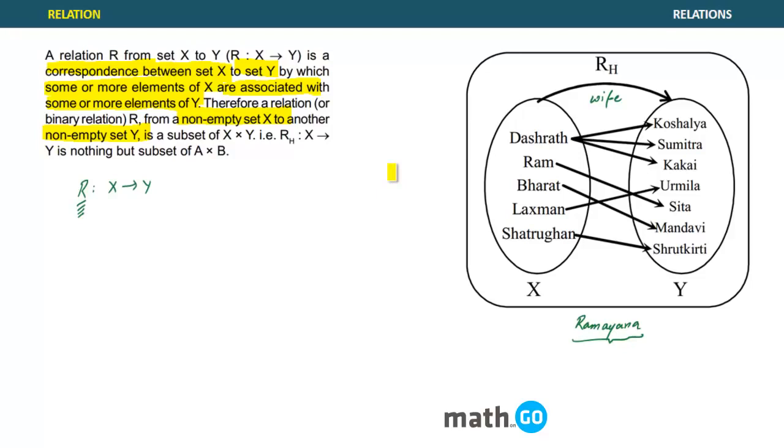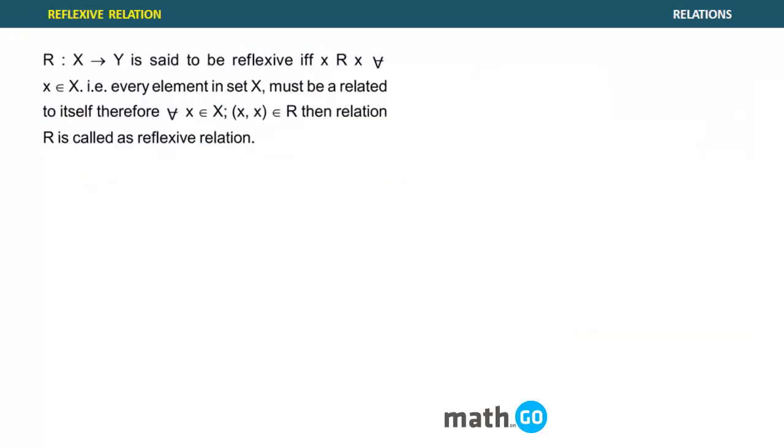Let's see what different kinds of relations we have. The first type of relation that we have to study is the reflexive relation. So for the reflexive relation, let's first understand what we mean. If there is a relation from A to A, it is said to be reflexive if x belongs to A and x is related to itself. So the element in set A must be related to itself, then it is called a reflexive relation or a reflexive mapping.